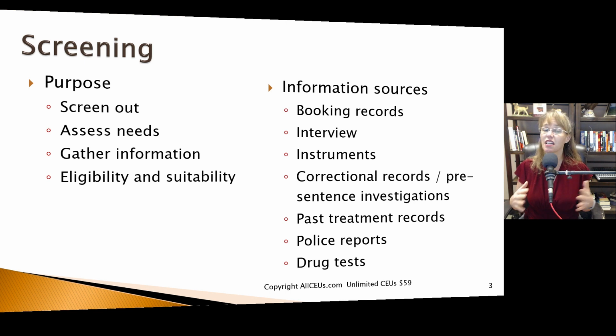Just because somebody wasn't convicted of something doesn't necessarily mean they didn't do it. Doesn't necessarily mean they did. But if you look at somebody's criminal history and you've got 3 pages of possession with intent that wasn't prosecuted, that kind of gives you a clue that maybe something was going on there. We also want to look at past treatment records, police reports, and drug tests.